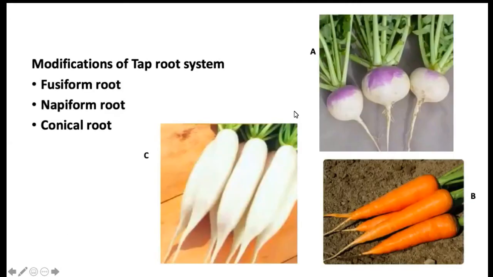So these are the descriptions of the pictures of the three most important modifications. They are basically modified for storage of food. So picture A is the napiform root. It is broader at the top, becomes spherical, and becomes sharply slender in the bottom. Picture B is the conical root, which is wider or broader at the apical part and becomes slender gradually. And picture C is the fusiform root, which is slender at both the top and bottom and becomes broader in the middle part.